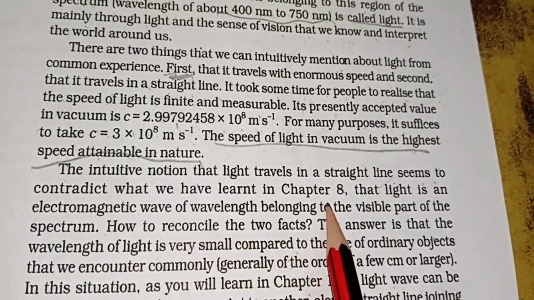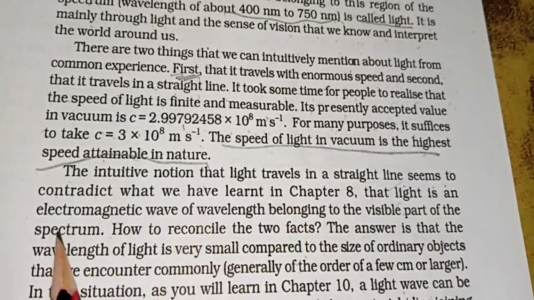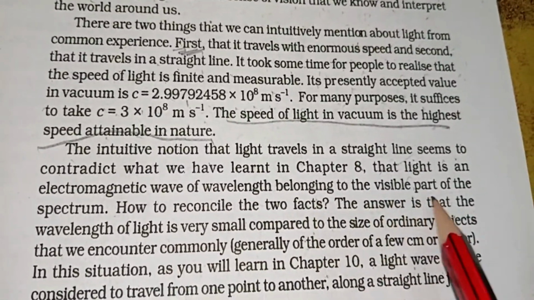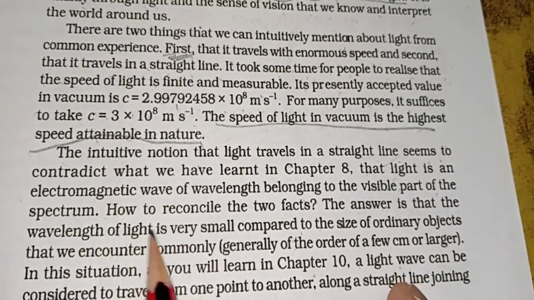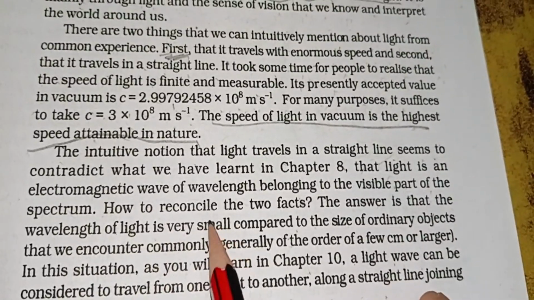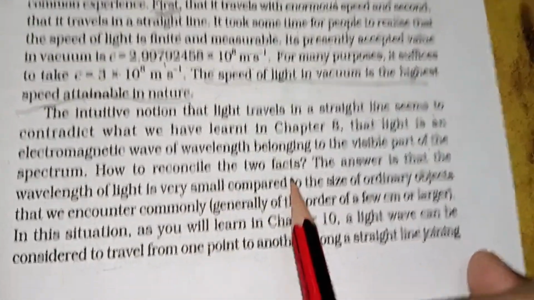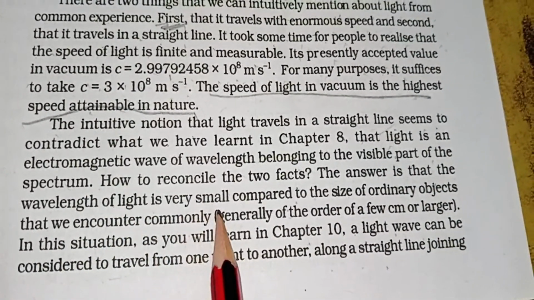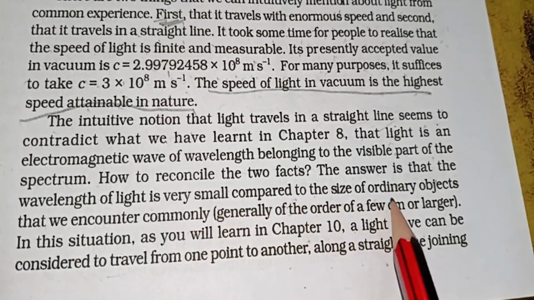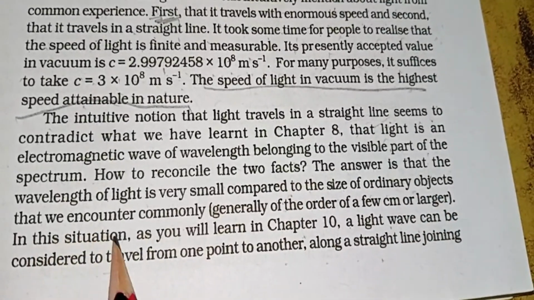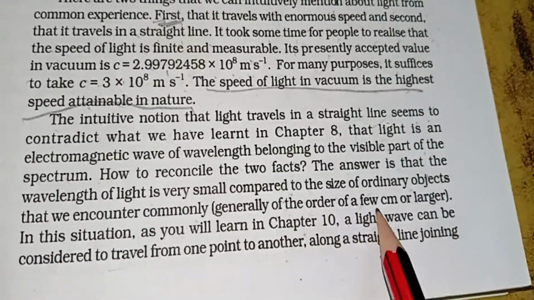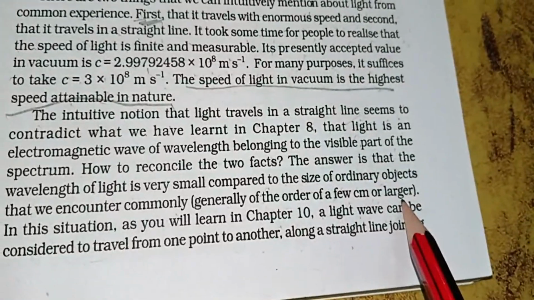The intuitive notion that light travels in a straight line seems to contradict what we have learned in chapter 8, that light is an electromagnetic wave of wavelength belonging to the visible part of the spectrum. How do we reconcile the two facts? The answer is that the wavelength of light is very small compared to the size of ordinary objects that we encounter commonly, generally of the order of a few centimeter or larger.